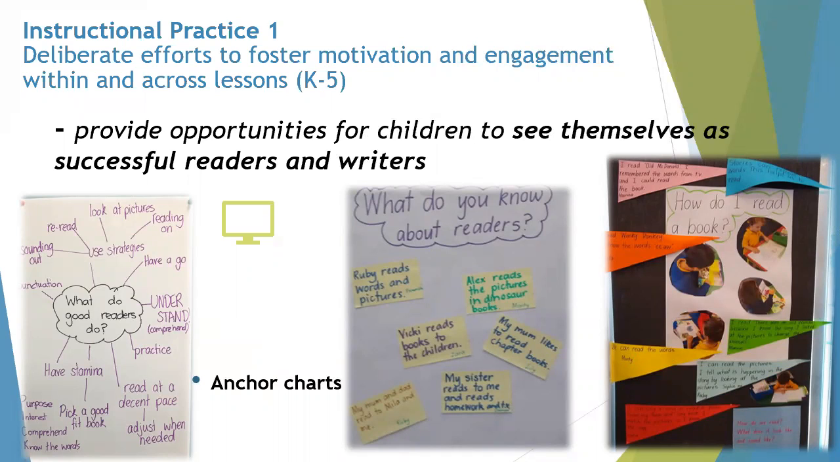So the first dot point we're going to talk about is that we need to provide opportunities for children to see themselves as successful readers and writers. Now, you could talk amongst yourselves and think about, well, what are you currently doing in your classrooms to help children build this identity as a reader and writer and their student agency? It's a very crucial part of our work.